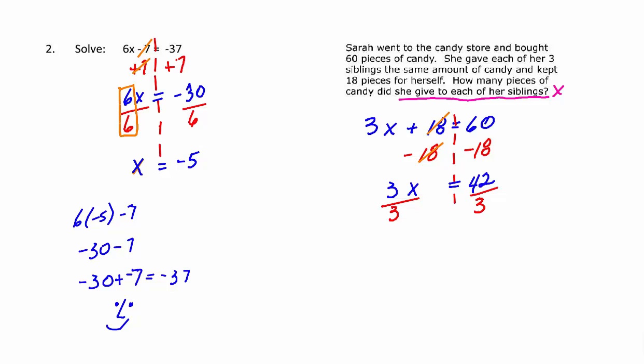And when we divide, this gives us a big 1, so we multiply 1 times x, we get x. And 42 divided by 3 is 14. So 14 pieces each. That's what the siblings received. They each got 14 pieces of candy.